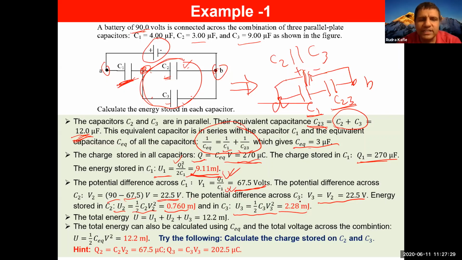Now, what is the total energy stored? The total energy stored is equal to the energy stored in capacitor C1, plus the energy stored in capacitor C2, plus the energy stored in capacitor C3.